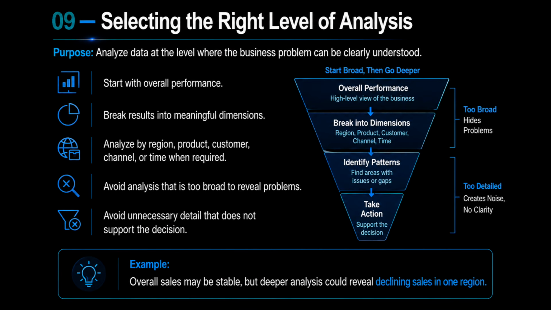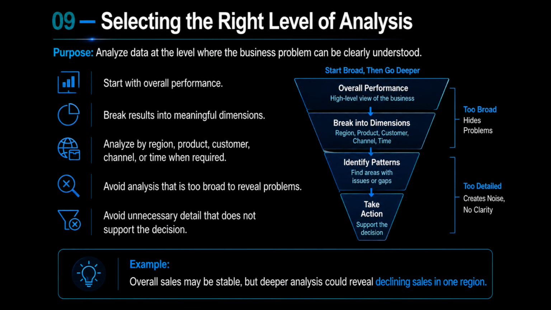The right level of analysis helps us understand where a business problem is actually happening. Start with overall performance, then go deeper by breaking the data into meaningful dimensions such as region, product, or time. This helps identify patterns and specific areas that require attention.